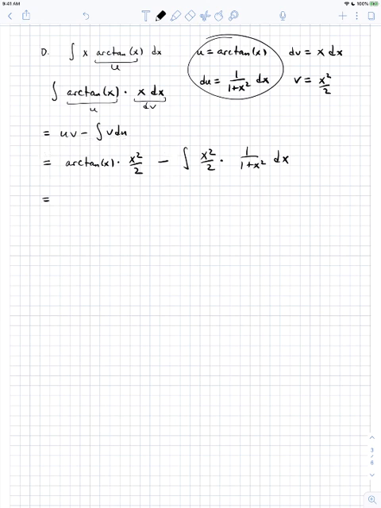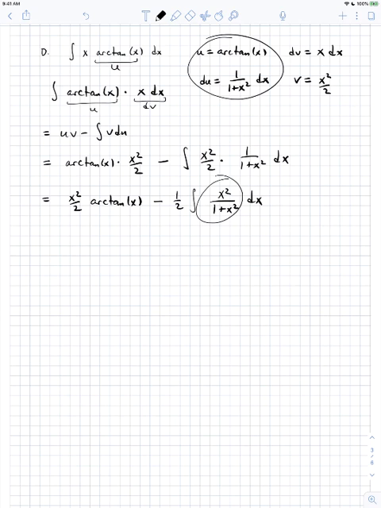So this is equal to x squared over 2 times arctangent of x. And we're going to subtract, well, let's take out the 1/2 just for fun. And then we have the integral of x squared over 1 plus x squared dx. All right, now we might have a problem. In particular, what do we do about that? That's certainly not something we've seen before. So we have this new type of thing that we want to integrate, and we've never seen it before.